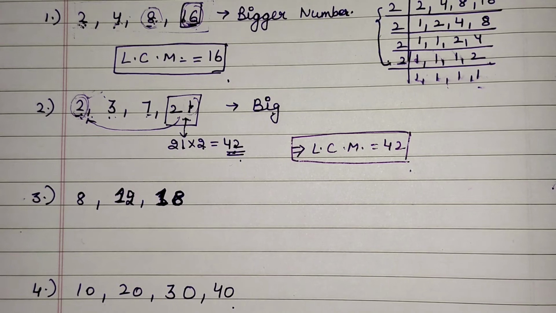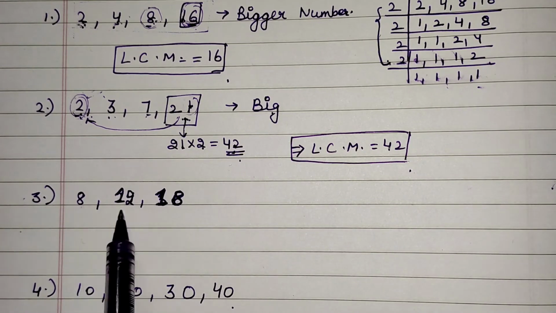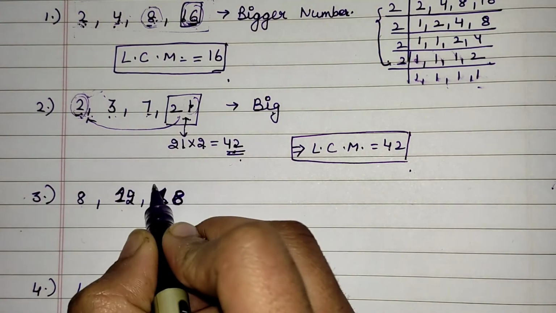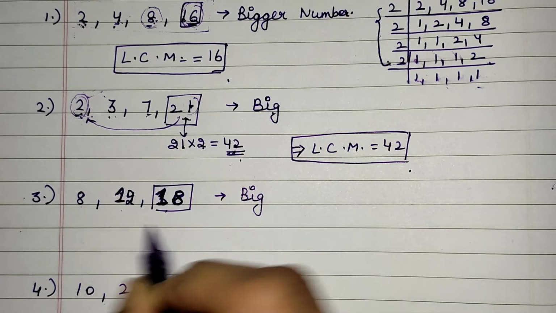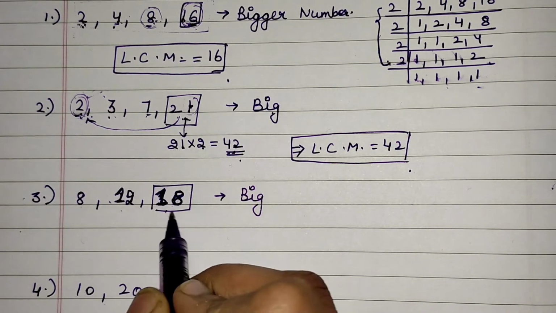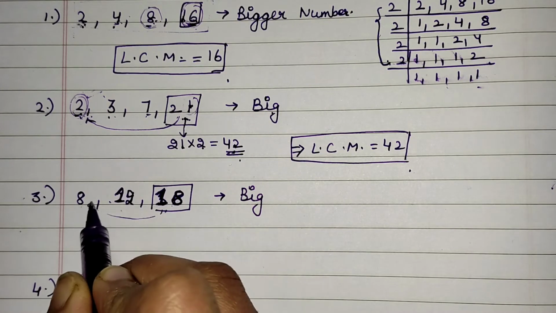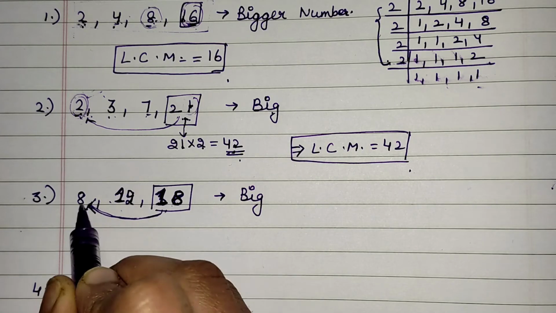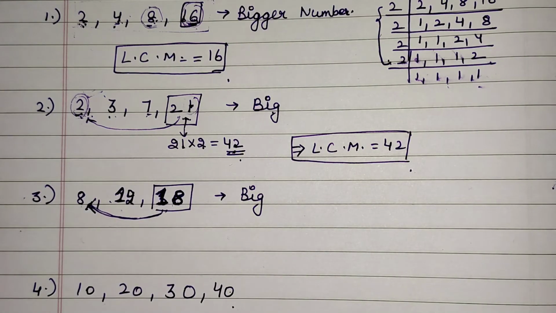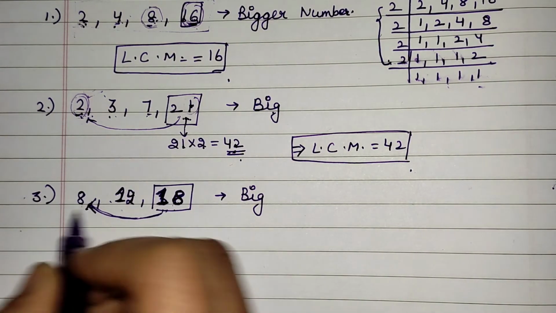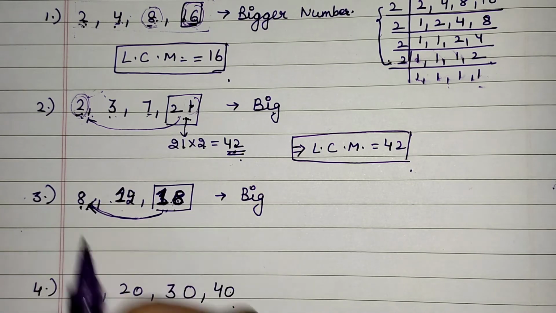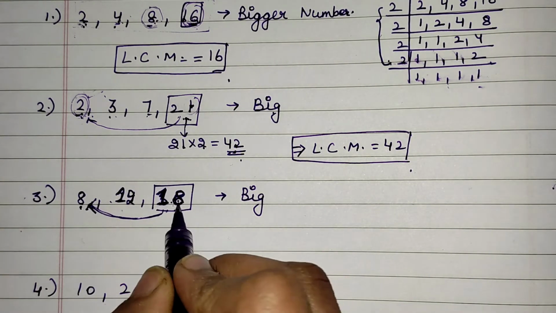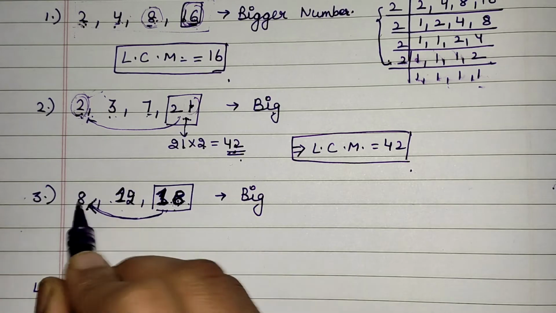Coming to the next one: 8, 12 and 18. My bigger number is 18. Check if 18 is divisible by 8 or not. No, 18 is not divisible by 8. So I have to convert my 18 such that it becomes divisible by 8. What can be the common value for both of them?